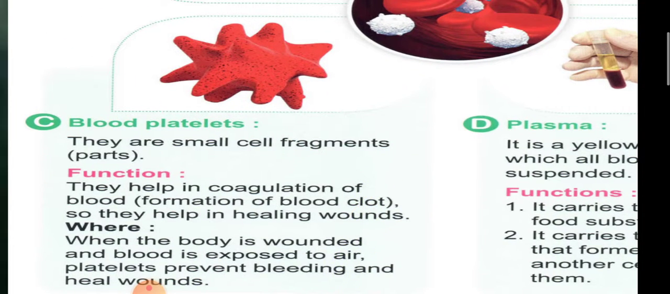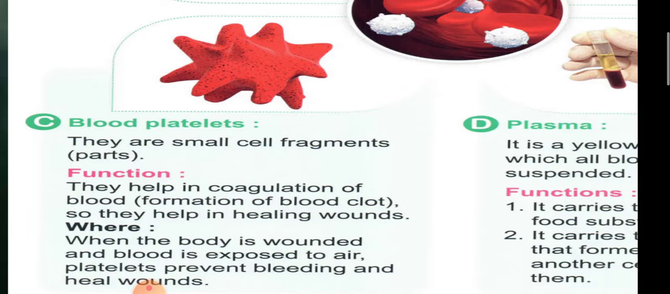The blood platelets. The blood platelets are small cell fragments or small cell parts. They are very small parts of the cells. They are very small, and they are very important also. Why are they very important? First, they help in the coagulation of blood, or formation of blood clots. What do we mean by helping coagulation of blood or formation of blood clots?